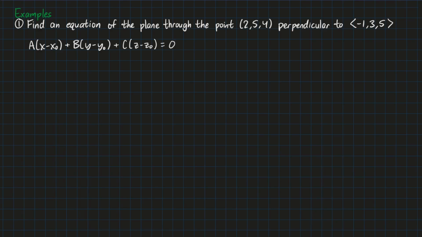So to get a plane, we need a point on the plane and the plane's normal vector. So here we're given a point on the plane. Remember, we wrote it as x naught, y naught, z naught. And they're telling us that the plane goes through the point 2, 5, 4. And then the normal vector, we said had components of a, b, and c. Normal and perpendicular mean the same thing, and they're saying that the perpendicular vector is -1, 3, and 5. So the normal vector is -1, 3, and 5.